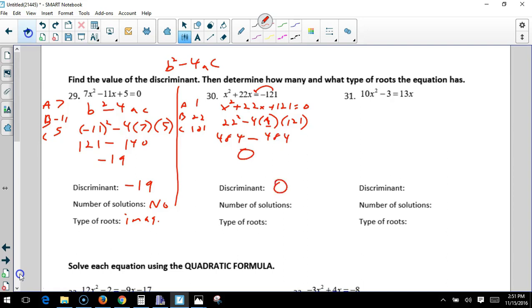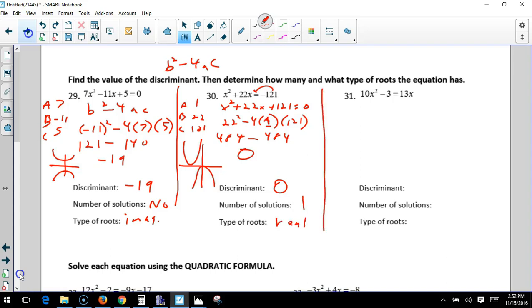When I have 0, that means, let's go over here real quick. This means something like that or this. Never crosses. When you have a 0, it means something like this, where it just touches in one spot and goes back the other direction. So that means there's one solution and it is real.